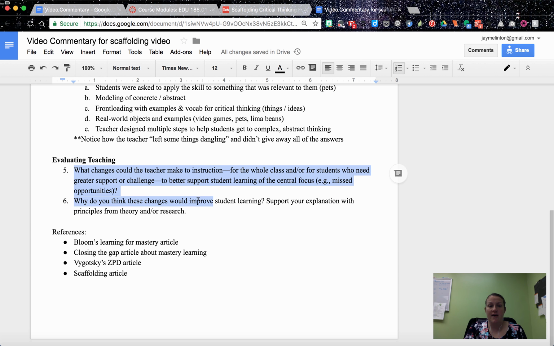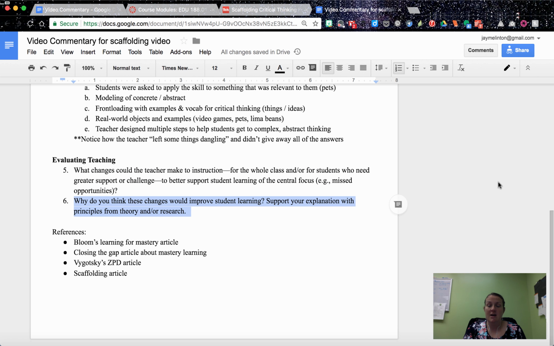Questions 5 and 6 are great places for you to bring in the theorists you're reading for your theorist research presentation. So if you're reading about Howard Gardner and his idea of multiple intelligences, then you may want to connect that here. So maybe there is a change the teacher could make to ensure that she's meeting students' different types of intelligence. Or if you're reading about Carol Dweck and the growth mindset, and she might suggest having students set goals for their learning, then you might suggest that as a possible change for the lesson.